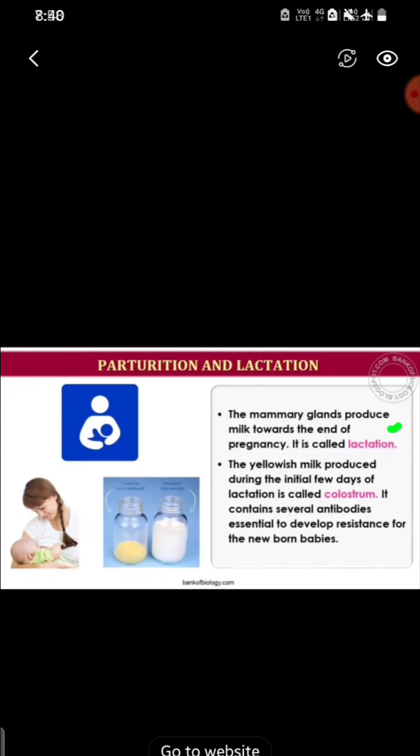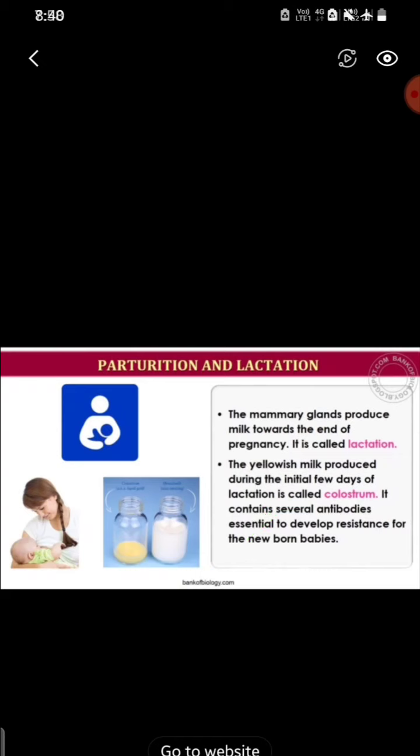So it contains several antibodies essential to develop resistance for the newborn babies. So that is the reason feeding mother's milk to the baby is very important, because that will contain several antibodies and nutrients, okay, required for the baby to grow.